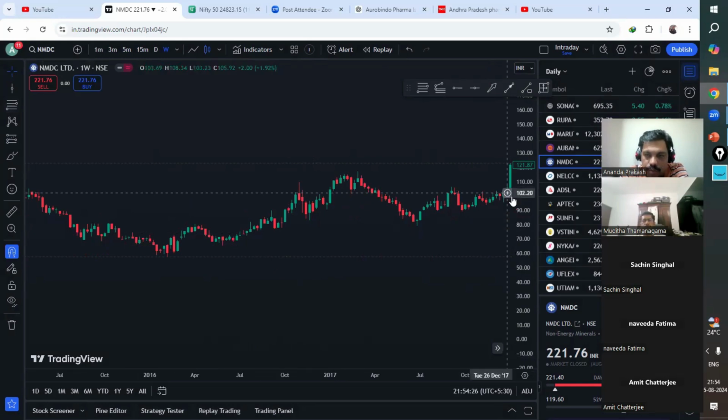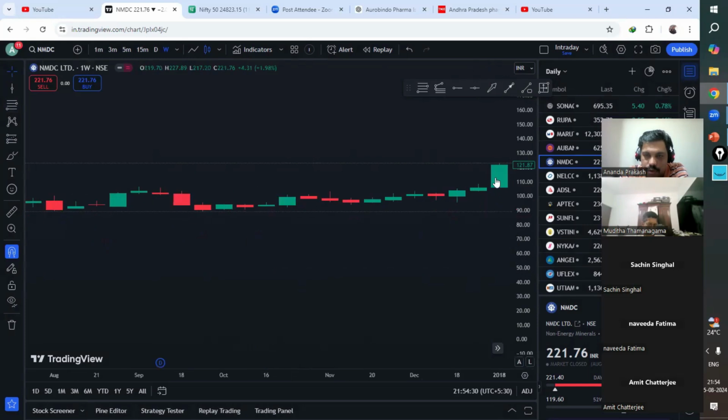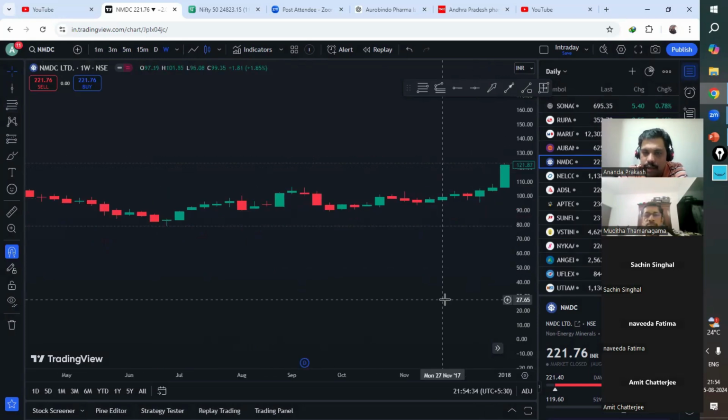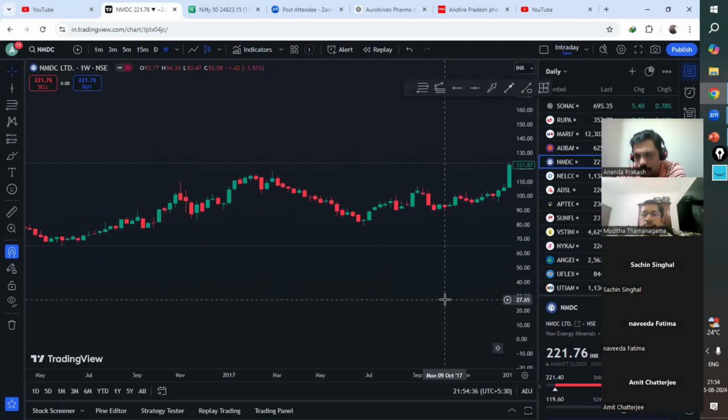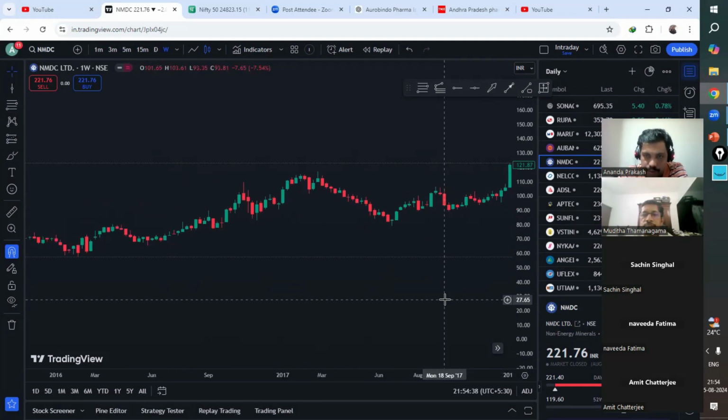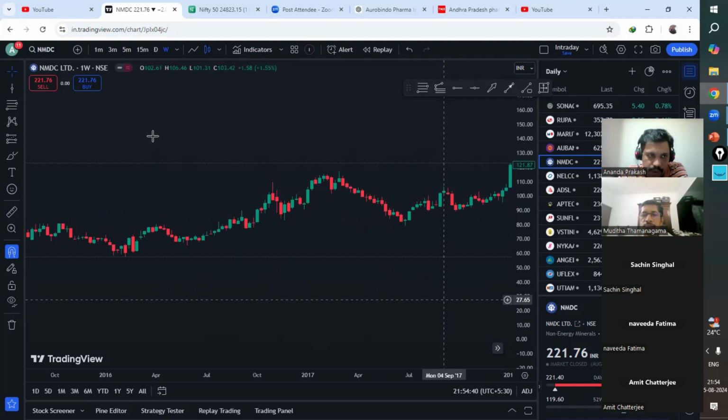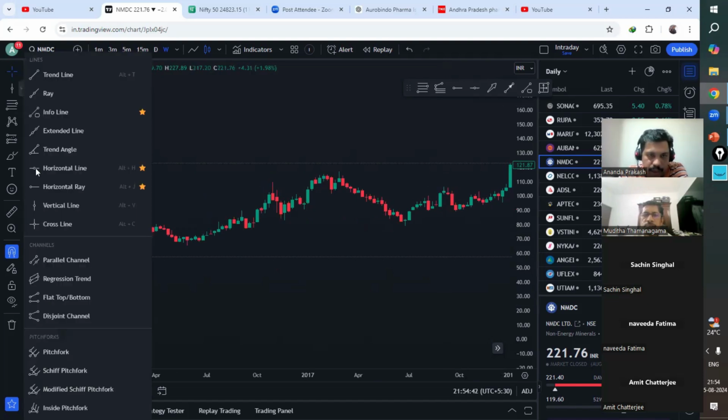So right now, this candle, if you see, if I zoom out, zoom in, this is looking very, very strong and bullish, because it is green in color, very strong. People are buying. Probably in this week it went up. Now let me mark here.